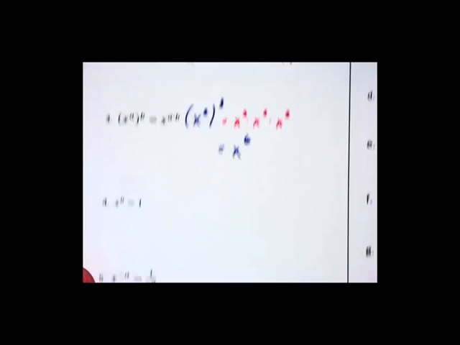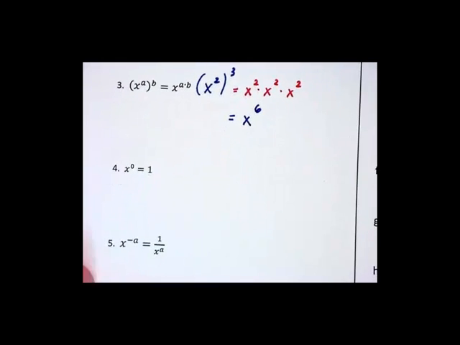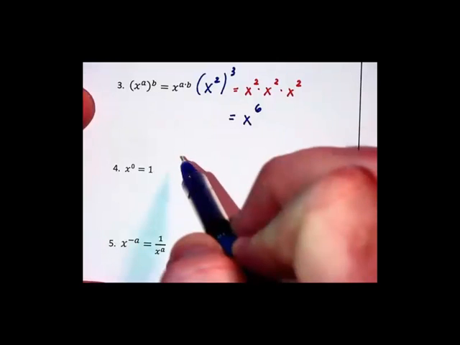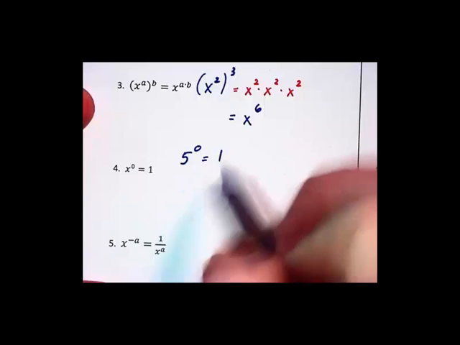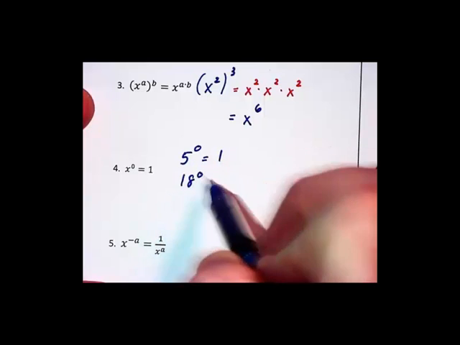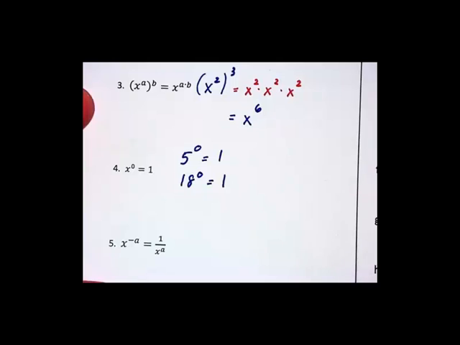In property 4, it turns out that anything to the 0 power is equal to 1. And that basically says if I have 5 to the 0 power, that equals 1. 18 to the 0 power, that equals 1. Anything to the 0 power equals 1. With a couple caveats which we'll explain in a little bit.